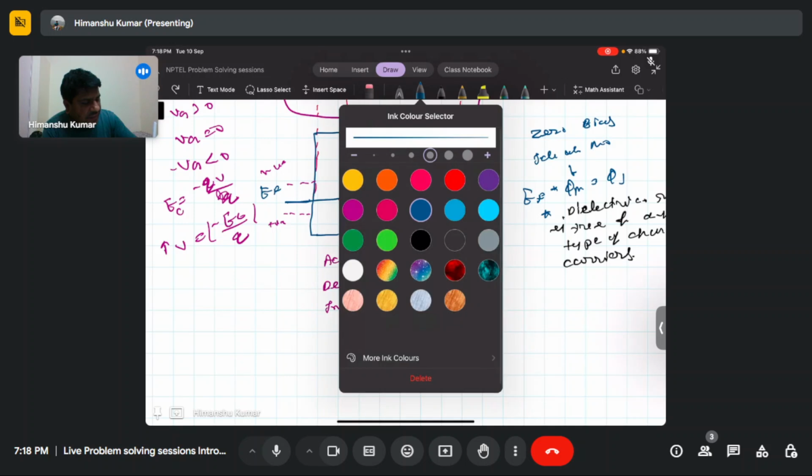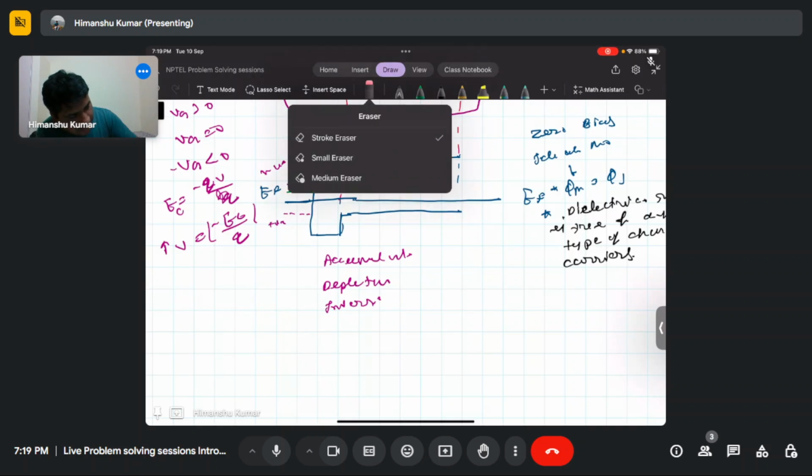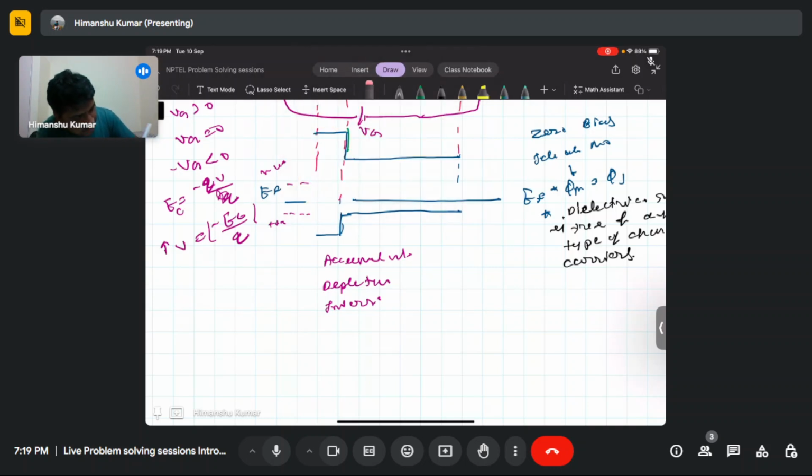So first let's consider the negative case. If you apply a negative gate bias, this band will go up, and similarly this will go up, and it will be like this. So what will happen if you apply a negative gate bias? The field will be in this direction, from the substrate to this side.